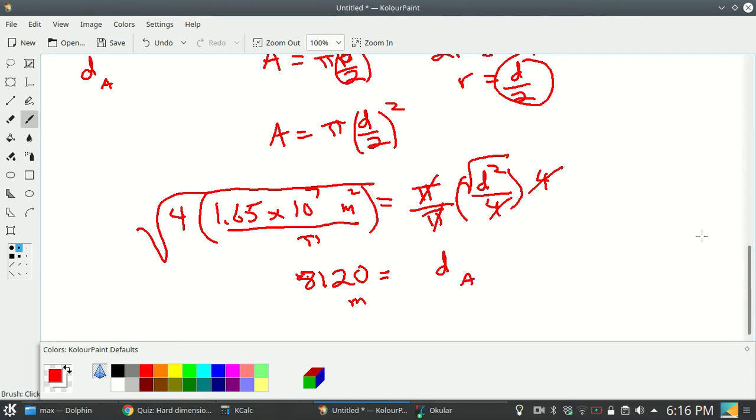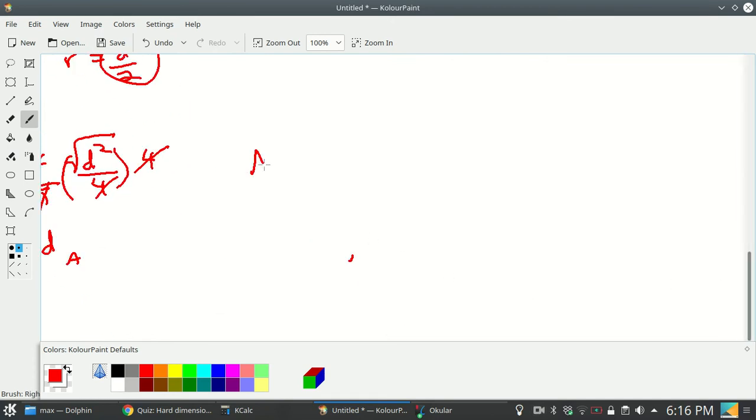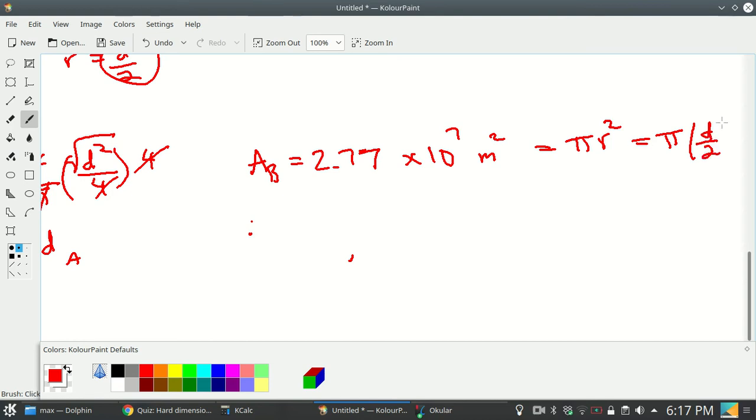I'll do the same thing for diameter B. In fact, I'm going to do it right now. Can I get some room here? Yeah, there's more room right there. Okay. Diameter B. So the area of B was 2.77 times 10 to the 7th meters squared, and that is equal to pi r squared. But remember, we're not using r, we're using diameter. So that's pi and half a diameter squared.